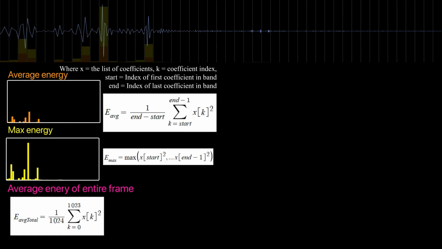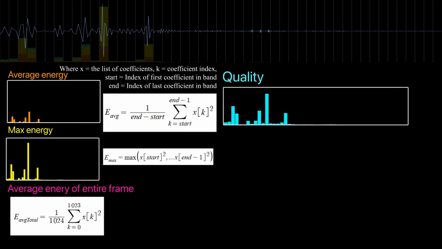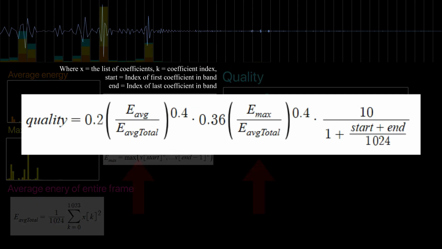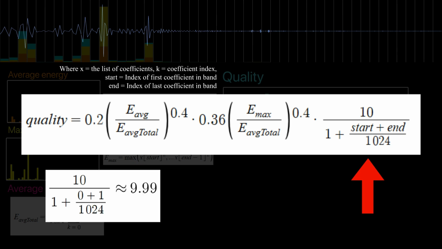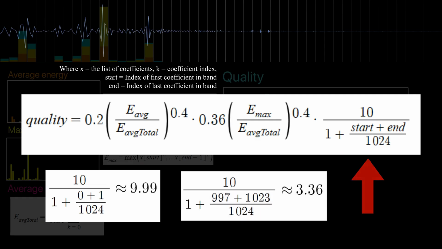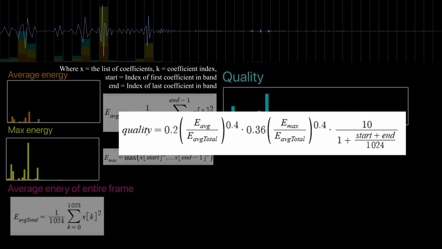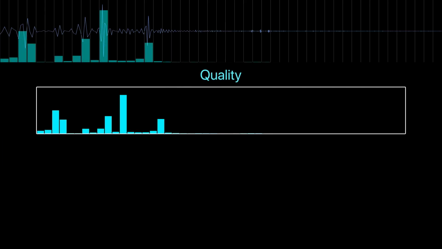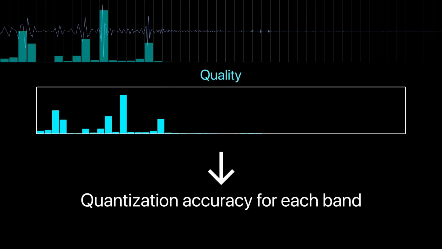Next, for each band, we will calculate a band quality with this formula. The band quality compares each band with the overall average energy to calculate its importance. Then, it is multiplied by this fraction, which is larger at lower bands and smaller at higher bands, emphasizing the more important low frequencies.